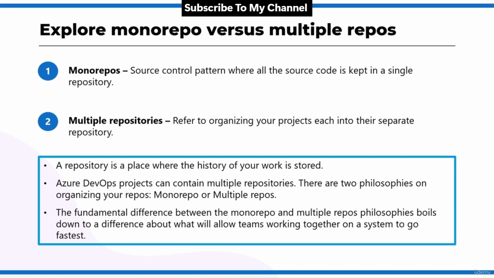Now, monorepo is a source control pattern where all source code is kept in one single repository. It's easy to give all the employees access at once. You can clone it and then you're done. Organizing your projects into separate repositories is referred to as a multiple repositories configuration. Now, the fundamental difference between monorepo and multiple repo philosophies is what enables teams to work together more efficiently.